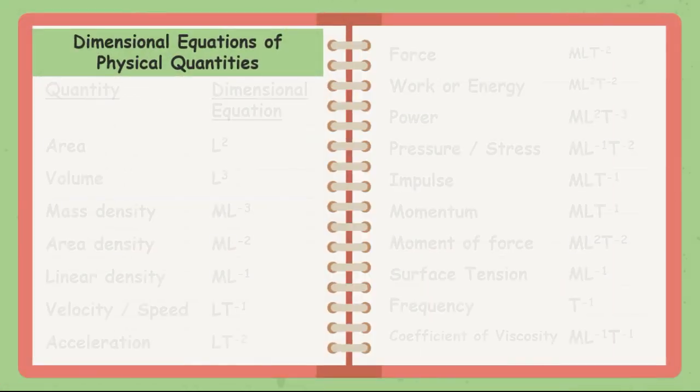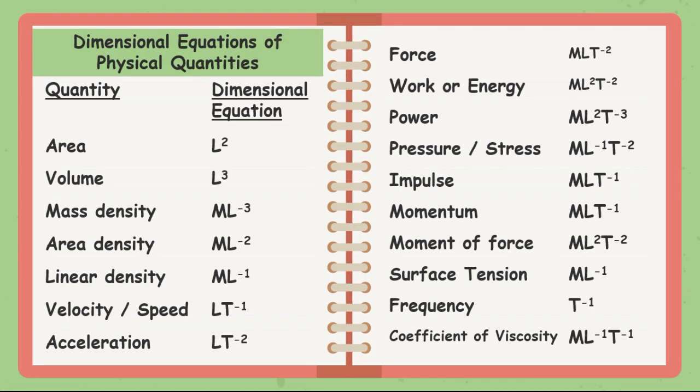And we looked at this. We said we're going to derive all the dimensional equations for these quantities. But in our lesson previously, we focused on just the area and the volume. Today, we will start from the mass density and continue to the end.